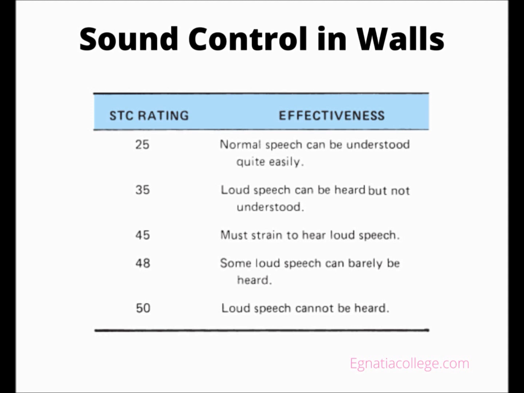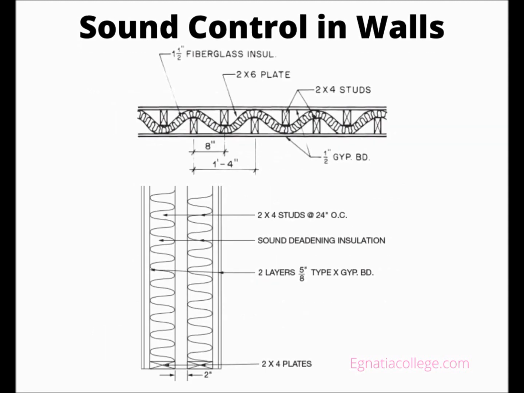To provide privacy between the housing units, common walls and floors should not allow the sound from one unit to be heard in the next unit. The measurement of the capability of a building element to reduce the passage of sound is its sound transmission classification, STC. The word acoustic is often used when talking about sound control. It simply means having to do with sound or hearing.